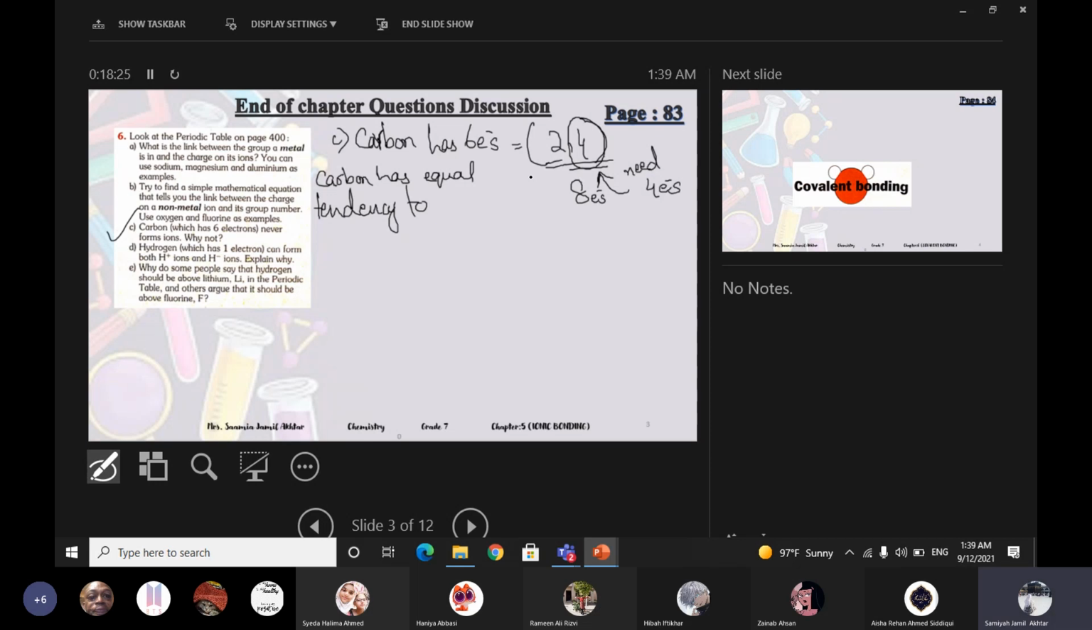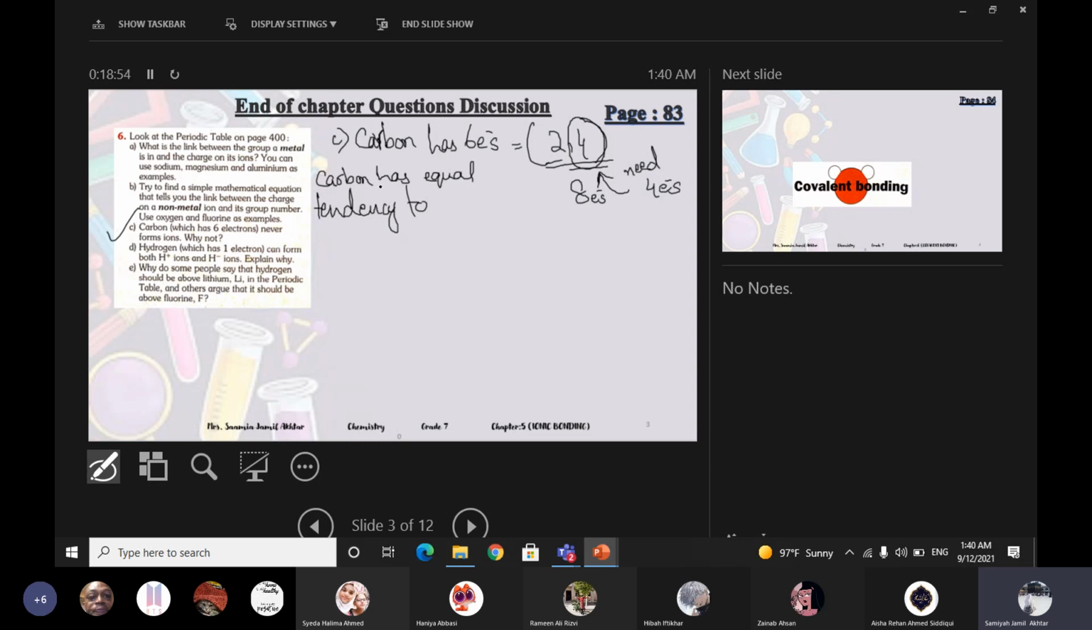Carbon says that it's better to share the electrons instead of giving and losing or taking 4 electrons. It's difficult to lose 4 electrons and it's difficult to gain 4 electrons also, because 4 is a large number. So carbon prefers to share the electrons, which we'll study in the next chapter, the sharing of electrons.